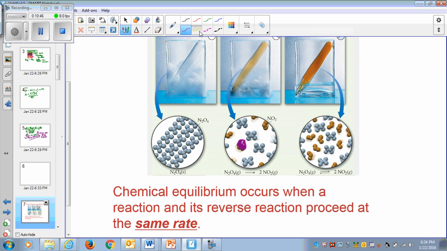Okay, so most of all you have is the reactants, and you have only a few products here. But as the reaction proceeds, you see that the ratio of your reactants and the products is pretty much the same, because reactants are converting into products, and products are converting back into the reactants. So chemical equilibrium occurs when a reaction and its reverse reaction proceed at the same rate.